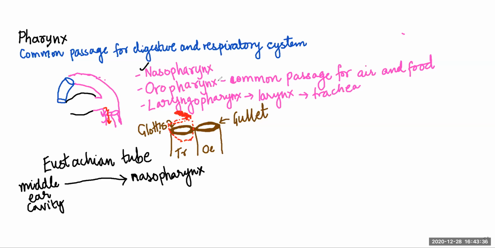What is the function of eustachian tube? Come on, in the chat box, tell me. What do you think is the function of the eustachian tube? Then this eustachian tube is made up of elastic cartilage. Okay.